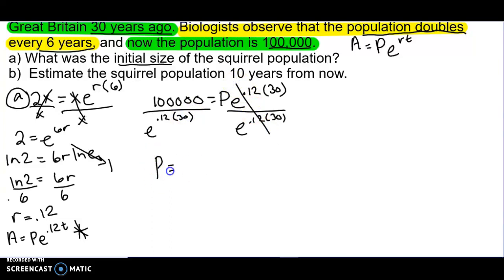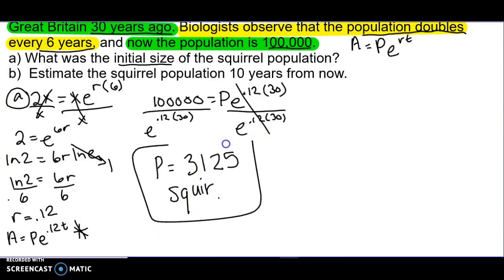So you get P equals, when you plug this into your calculator just as you see it, you should get 3,125 squirrels. So that is what your initial size of the squirrel population was.